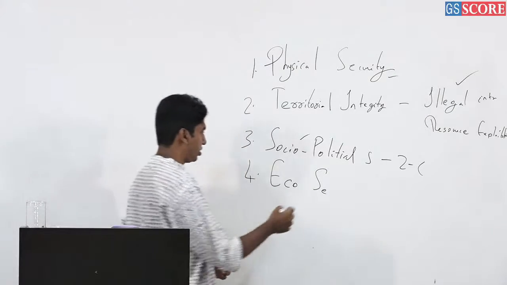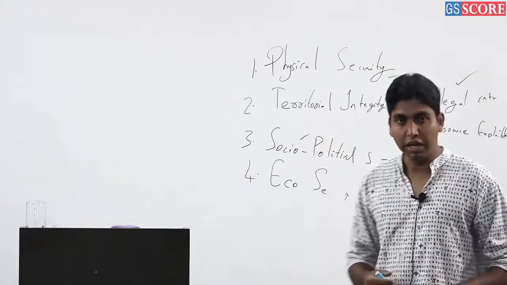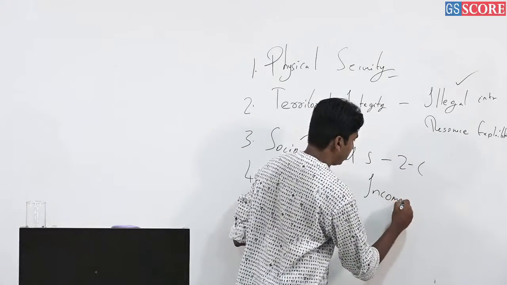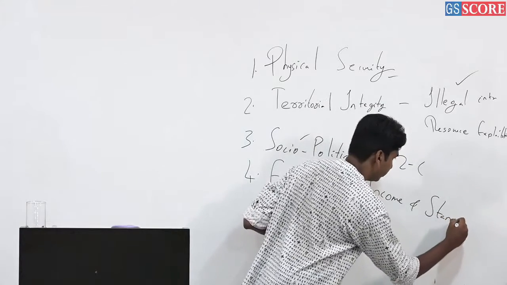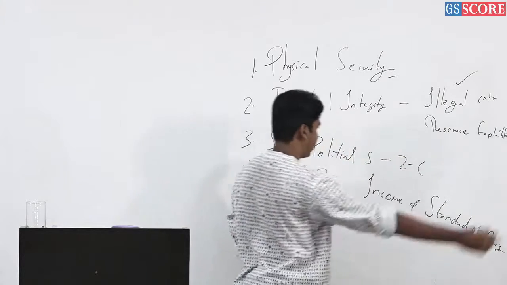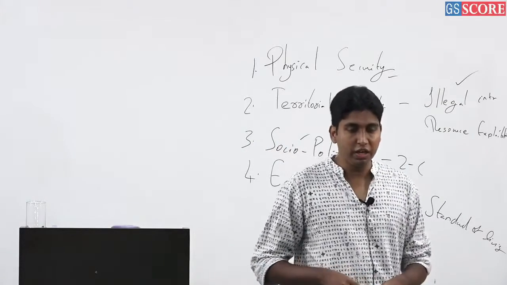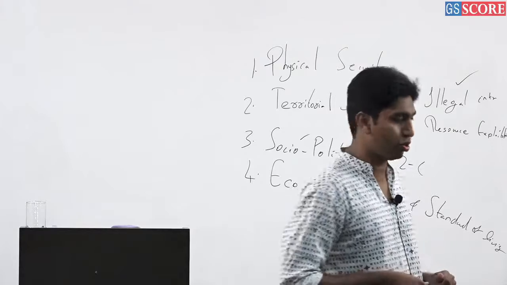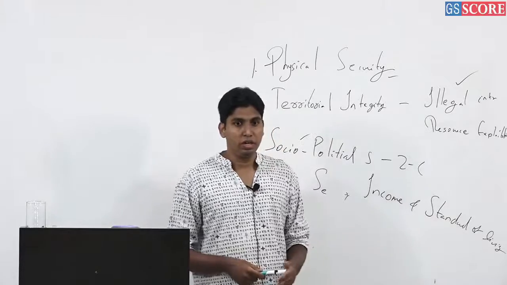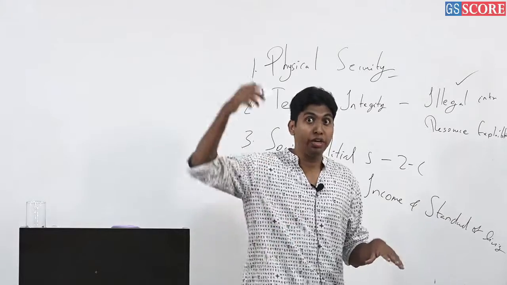Do you know what economic security is? It's for a nation to have a stable income and also other sources to support the standard of living. We all wish to have a good standard of living. So people should have a stable income and other sources to support their standard of living, now and in the near future.